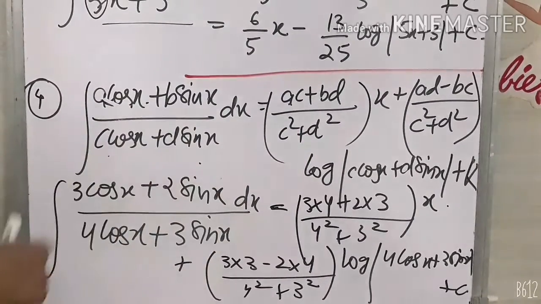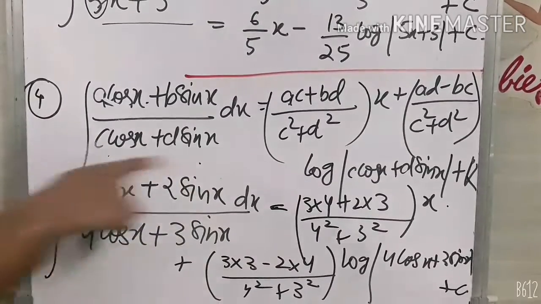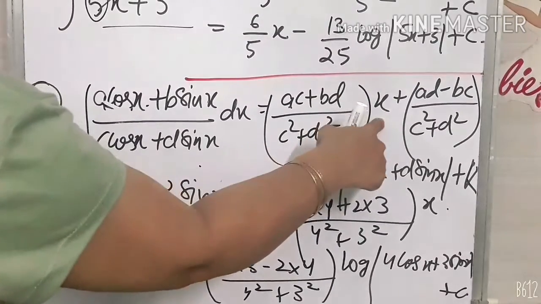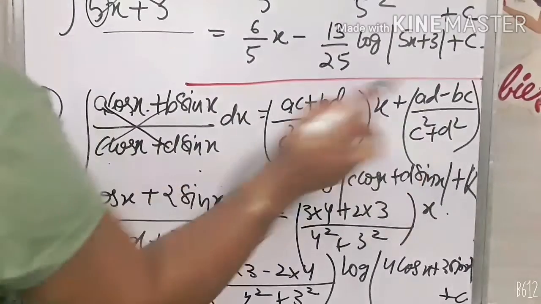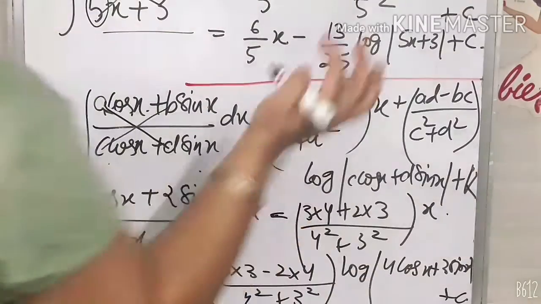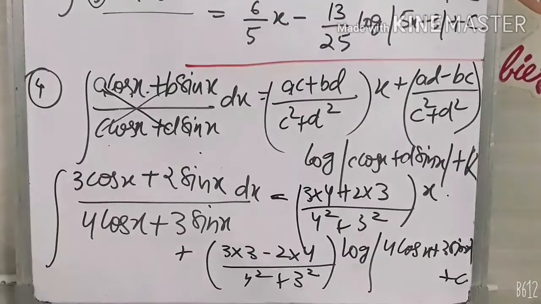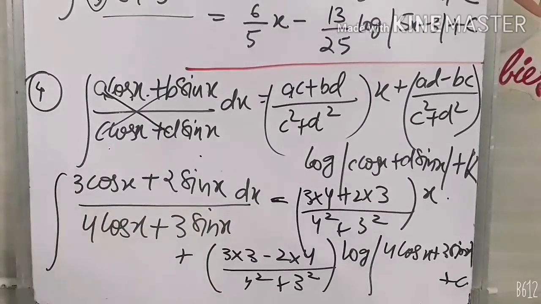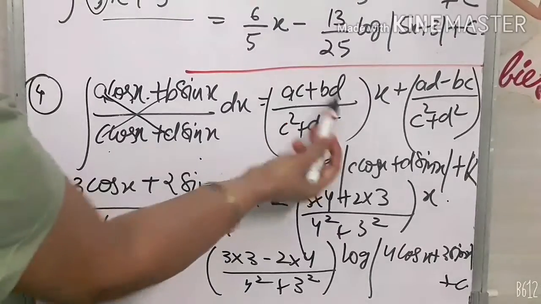How? The coefficient of cos x and the coefficient of sin x in the numerator, by the sum of the squares of the coefficients of cos x and sin x in the denominator, into x, plus cross multiply (ad minus bc) by the same c square plus d square, log of the denominator, plus constant. Simply we get the answer.